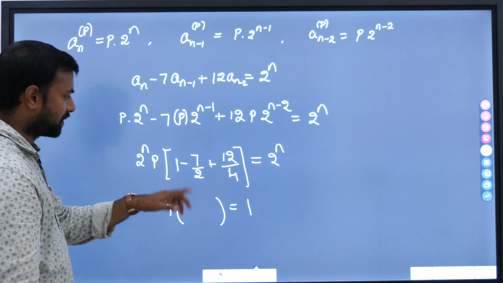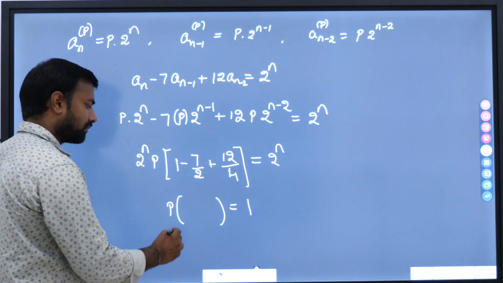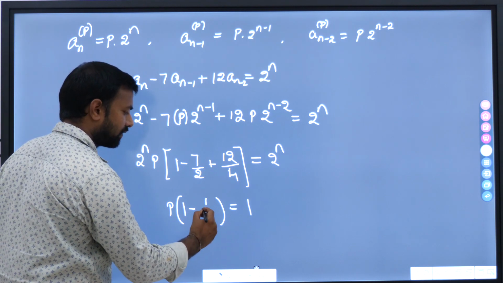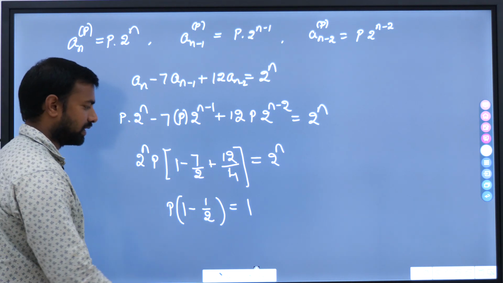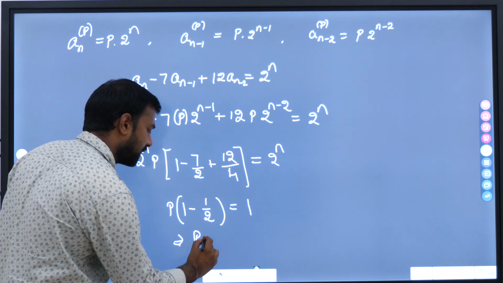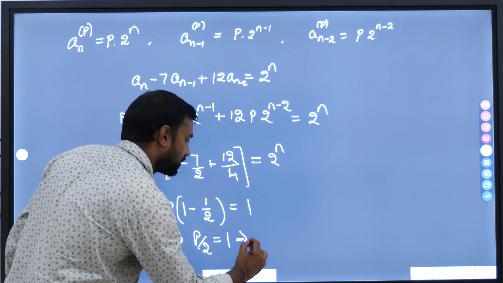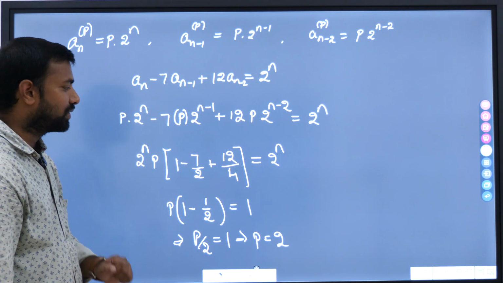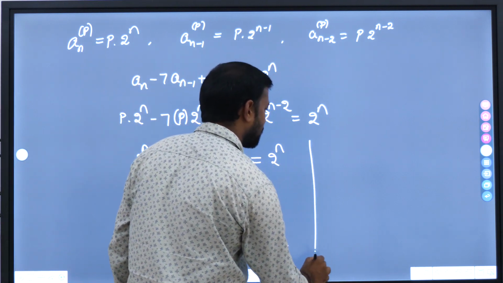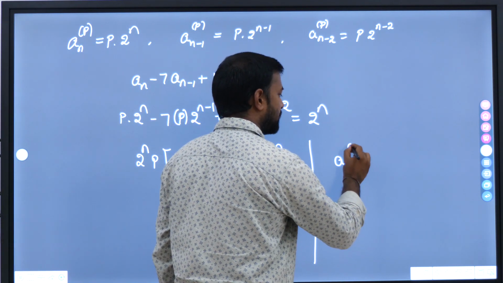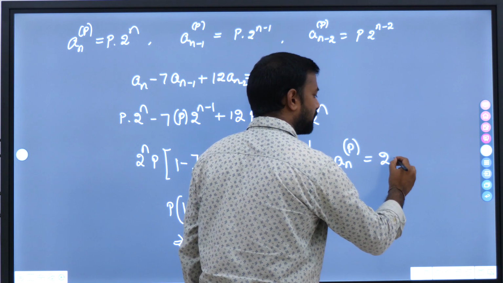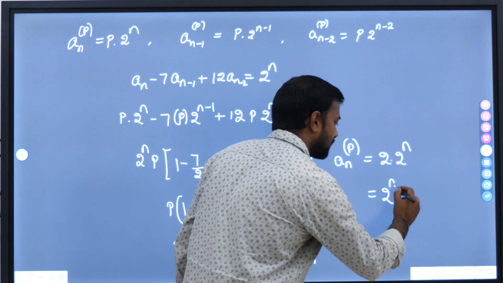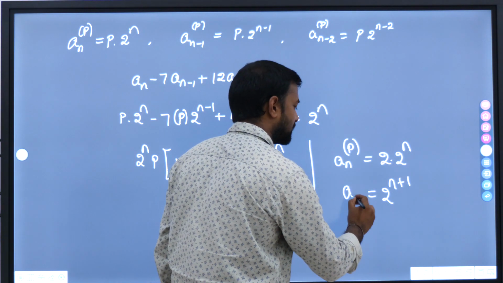Okay. Now what is this expression if you simplify? This is actually 1 minus 7 by 2 plus 12 by 4, and that will be equal to 1 by 2. Alright. So this implies we get p by 2 is equal to 1. This implies what is p? p is equal to 2. So therefore, the conclusion is that the particular solution for the non-homogeneous equation is 2 into 2 power n. It can be rewritten like this, that is 2 power n plus 1. So this is the particular solution.